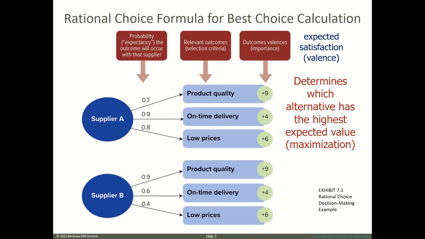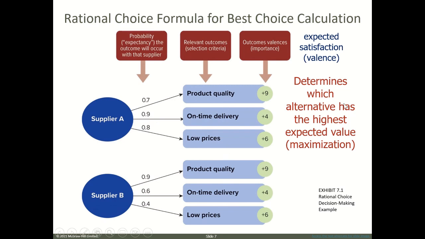On the left-hand side, we have supplier A and supplier B, with the probability expectations for the outcomes: 70%, 90%, and 80% for supplier A, and 70, 60, and 40 respectively for supplier B. That is the probability expectancy theory. Now the relevant outcomes, what we want, are product quality, on-time delivery, and low price. The same is the case for supplier B. We have outcome valences, which mean expected satisfaction. For product quality, satisfaction is 90, then 40, 60, and the same is the case for supplier B. But there is a difference in the probability, that is, the chances for that particular outcome that we are expecting.